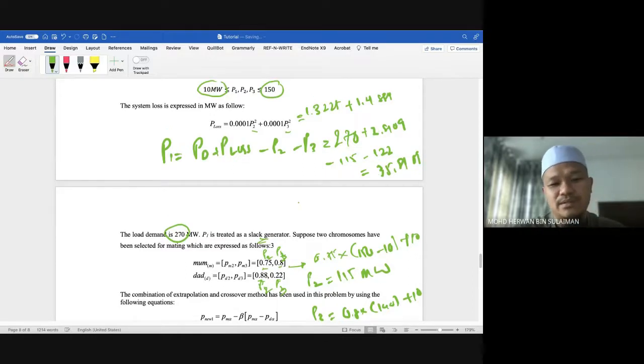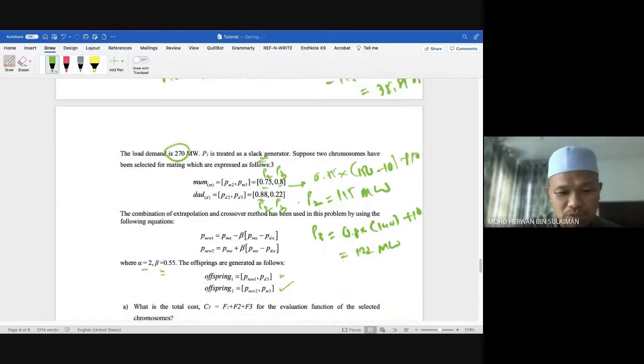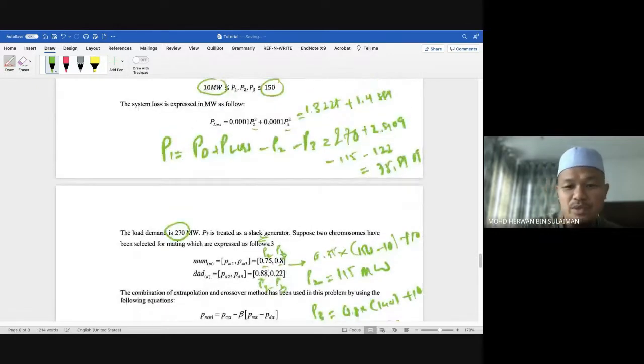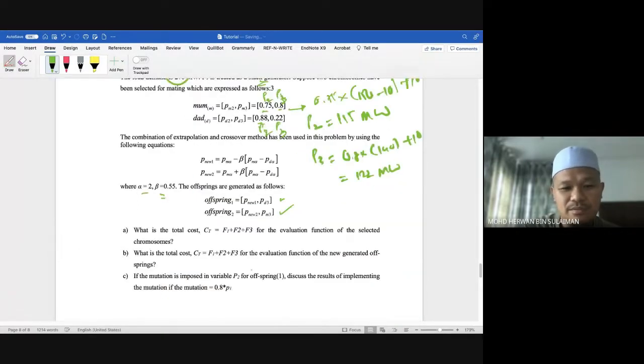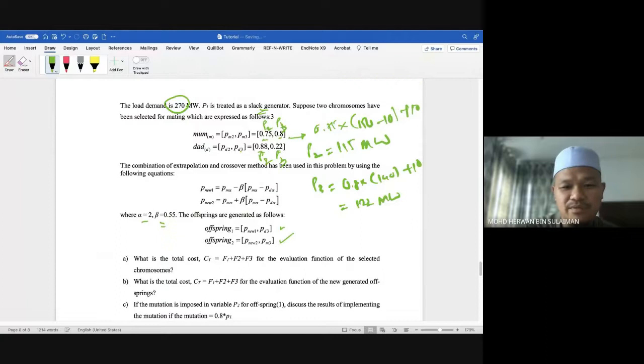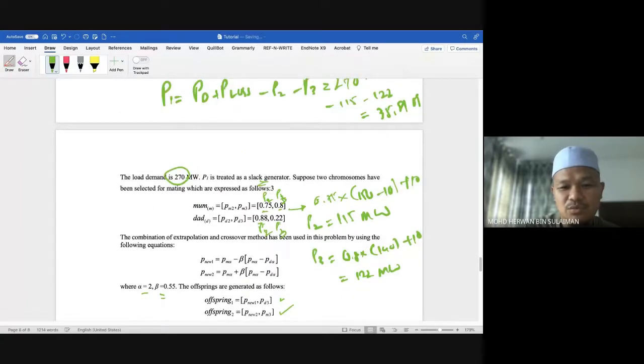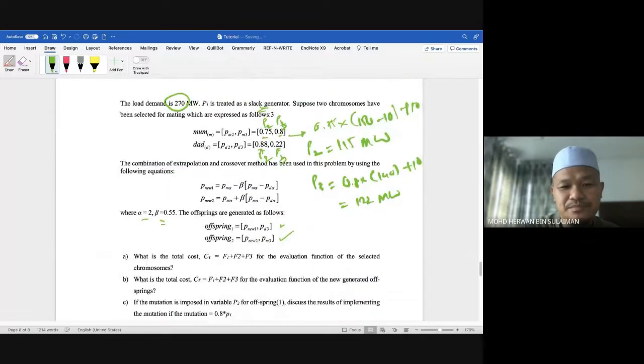And then what you need to do next is put everything, P1, P2, P3, into this equation and calculate the cost: F1 plus F2 plus F3. And then you repeat. Just repeat everything for the other chromosome, now it's 0.8, 0.22. You get P1, P2, P3 for the cost.